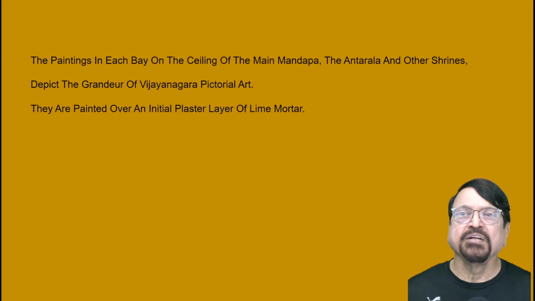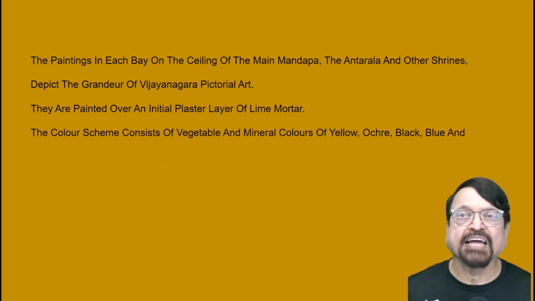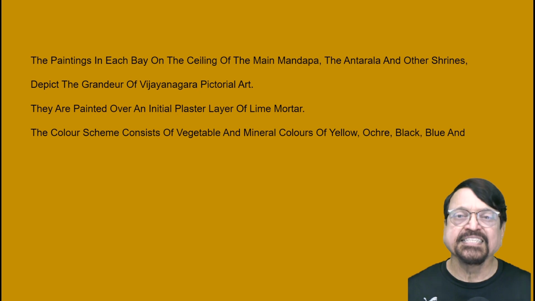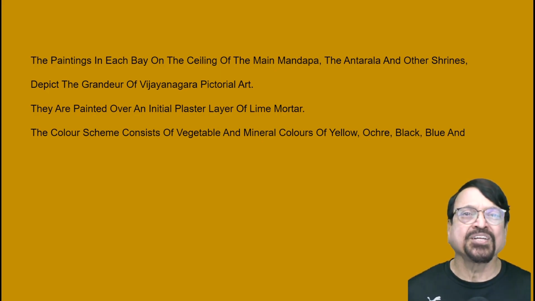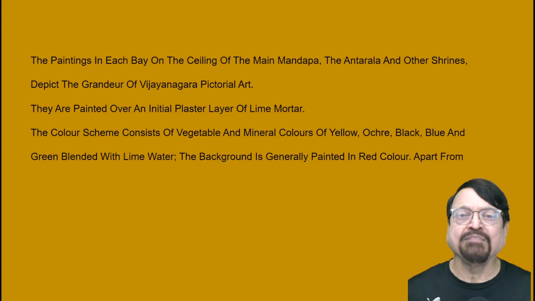They are painted over the initial plaster layers of lime and mortar, but still, even today, they are awesome. They are faded, but still it is seen. You can think of its glory. The color scheme consists of vegetable and mineral colors of yellow, then black, blue and green blended with lime water.